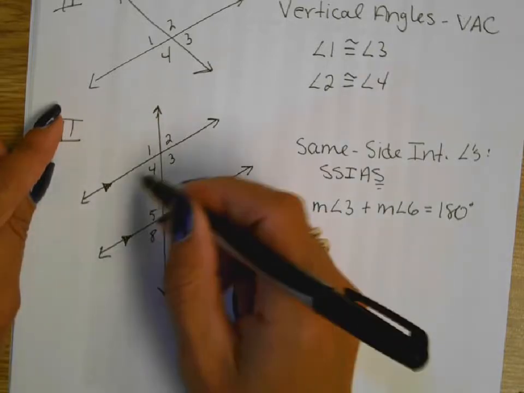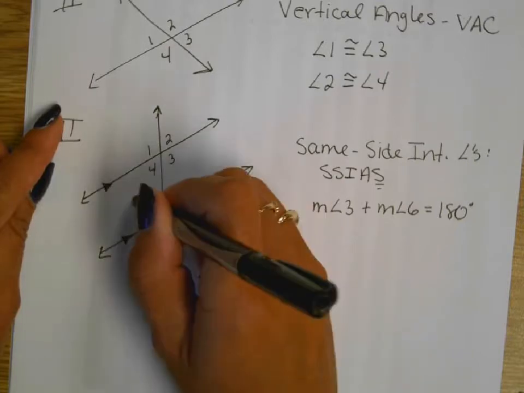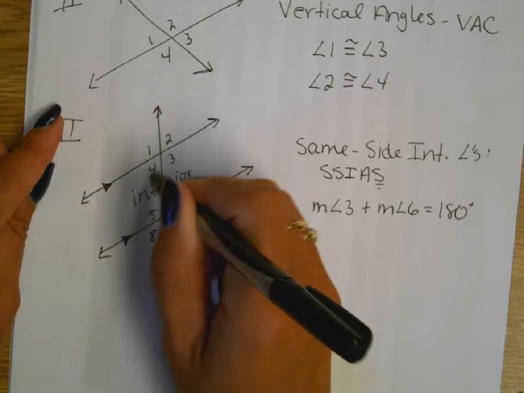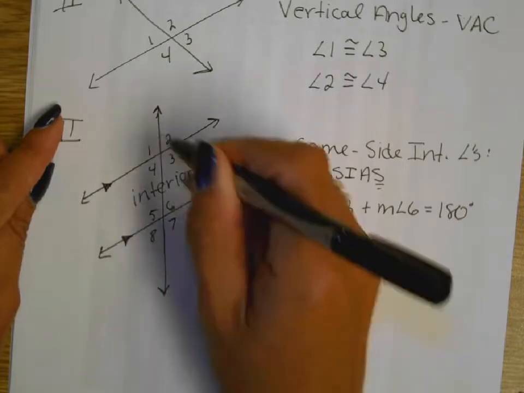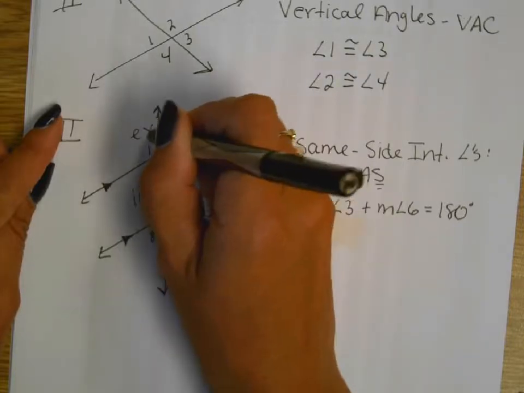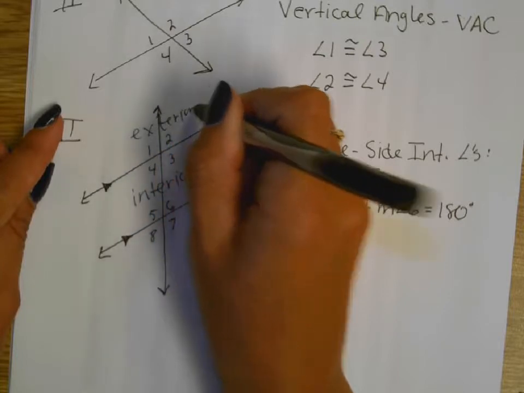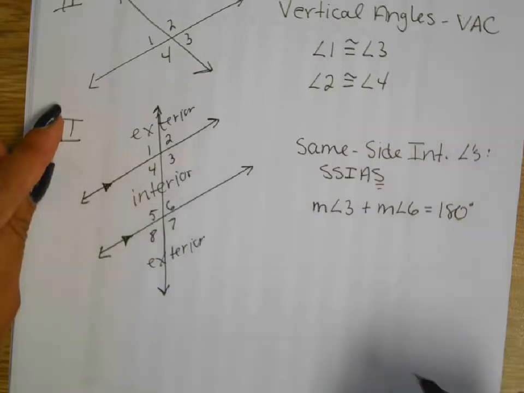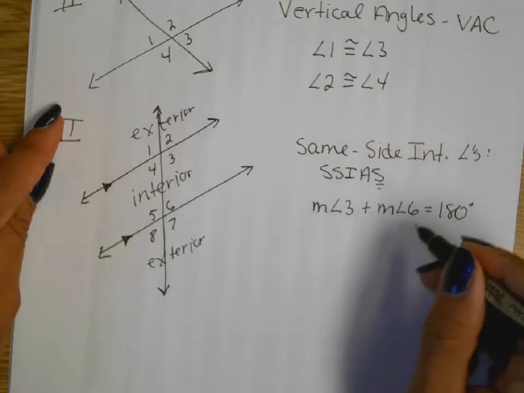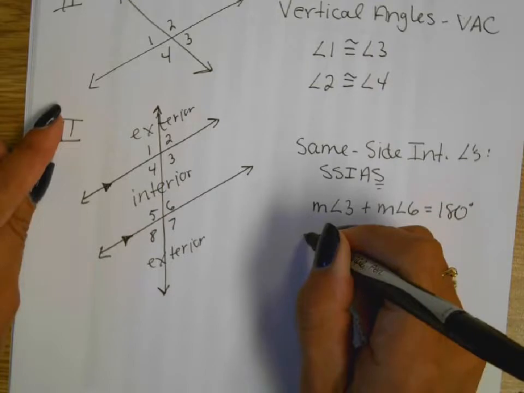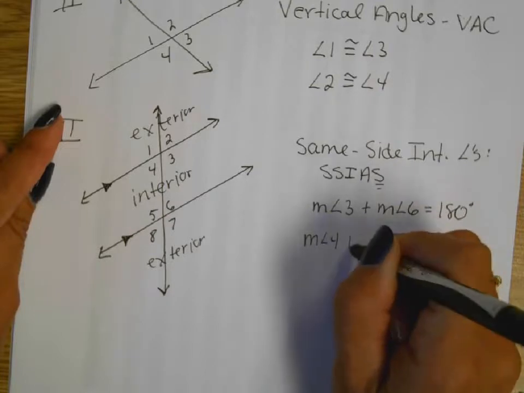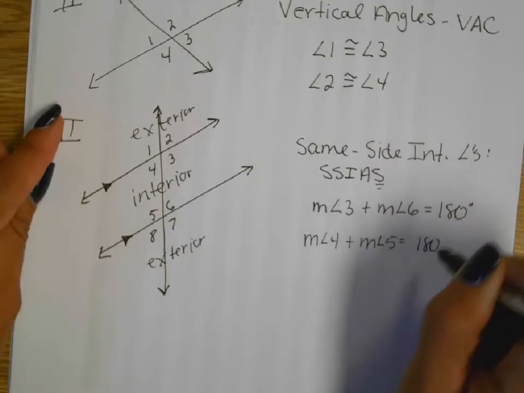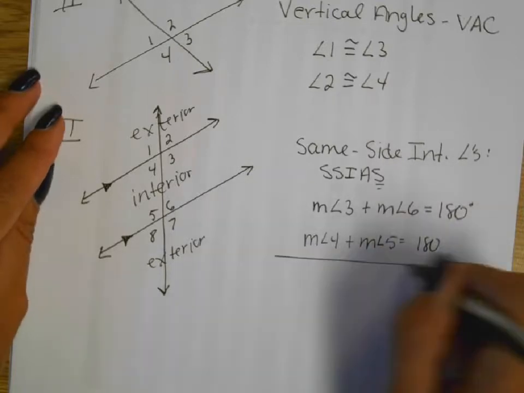4 and 5. Remember, the interior is between the lines. So all 4 of these, I'm going to say interior. Maybe that'll help. This is your interior where 3, 4, 5, and 6 are at. 1 and 2 are in the exterior. 8 and 7 are in the exterior. So, our other set of same side interiors are 4 and 5. Okay, that was one special pair.